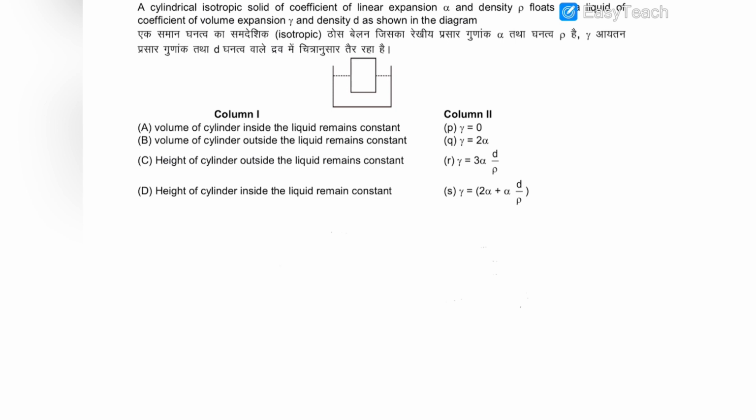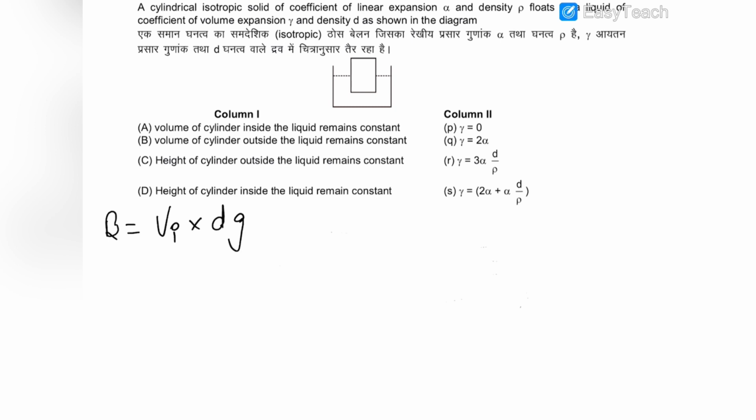First of all, we have to check option A: if the volume of cylinder inside the liquid remains constant, which of the following relations is correct? We know that buoyancy is equal to volume immersed into density of liquid into g. And in this case, the density of liquid is D, so let us write it as D into g.